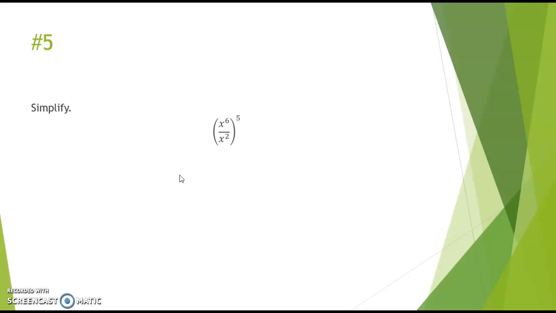So here I've got x to the 6th divided by x squared, and that's all to the 5th power. So remember that this 5th power right here is going to distribute to our 6 and also our 2 on the bottom. What I mean by distribute is it's going to be multiplying. So power of a power means that it's going to be multiplying. So I'll have x to the 6 times 5, and then x to the 2 times 5. All right, well that gives me x to the 30th over x to the 10th.